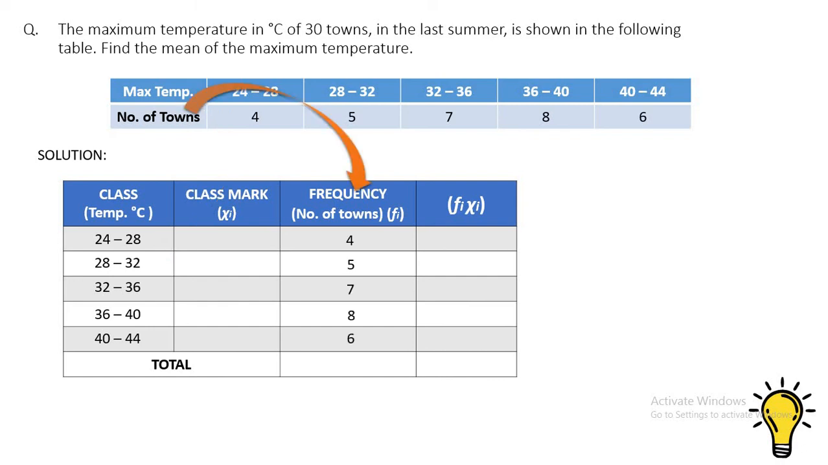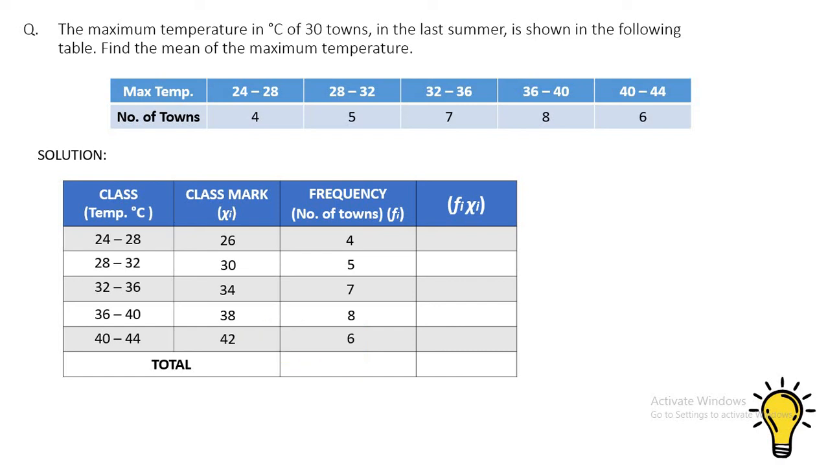Now what is left? Finding out the class mark. Do you remember how we calculate the class mark? Yes, students. It is the sum of lower limit and upper limit divided by 2. So we had lower limit 24 plus 28 divided by 2, that gives you 26. Let's do it similarly for the second interval. 28 plus 32 divided by 2 gives you 30. 32 plus 36 divided by 2 gives you 34. 36 plus 40 divided by 2 gives you 38. And 40 plus 44 divided by 2 gives you 42.